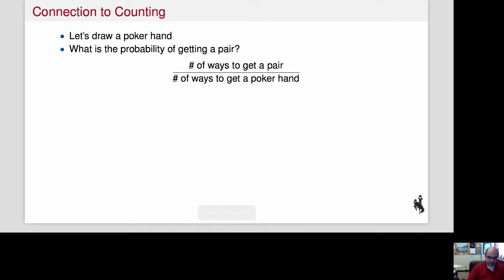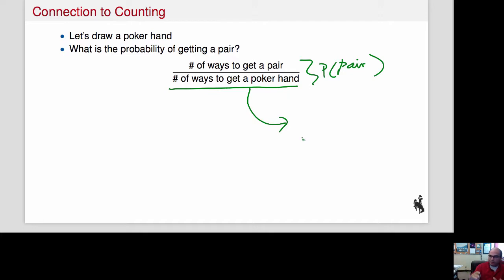Okay, all right, so let's do some applications of all this. Let's try to get a pair, okay? So the number of ways to get a pair divided by the number of ways to get a poker hand. This is the probability of a pair. Let's deal with the denominator first: the number of ways to get a poker hand. How can I count that? We're going to use the techniques we did before.